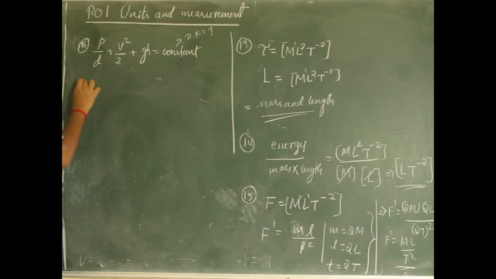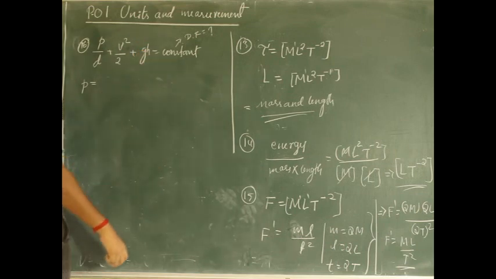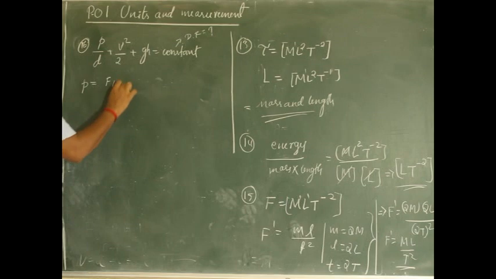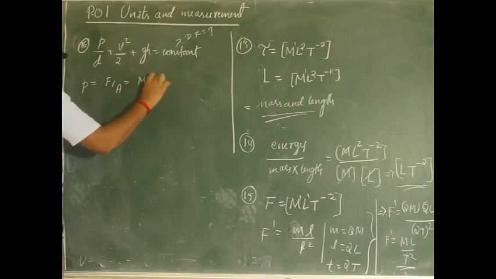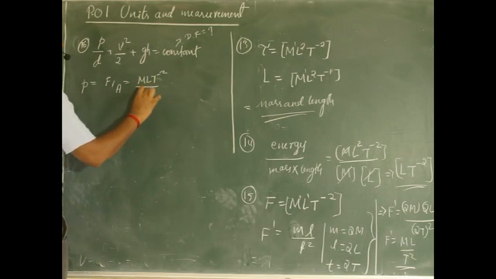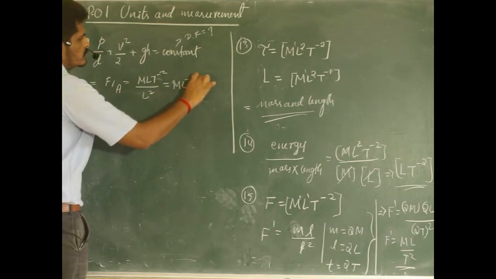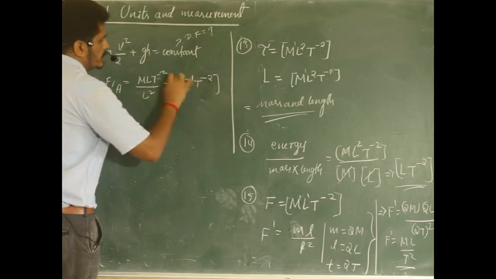So they have given in the given data what is P, D: density, pressure, the velocity, as well as this G, acceleration due to gravity, and H is the height. So now P means what? Pressure. Pressure means force divided by area. Force is MLT^-2 divided by area L squared. So what is the dimension formula? This becomes ML^-1T^-2, correct?